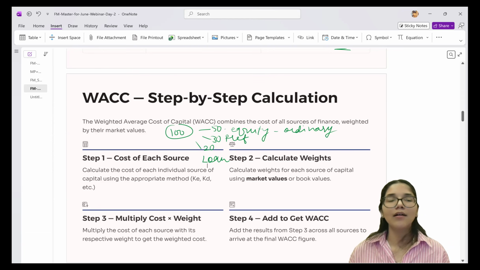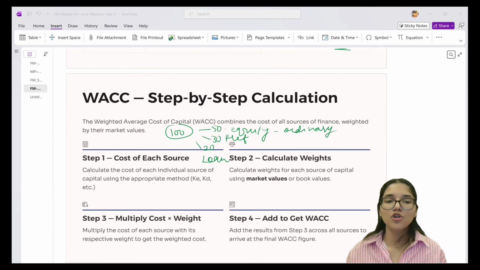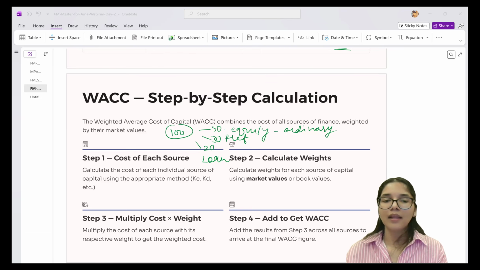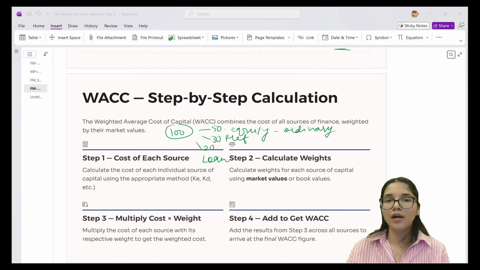There's another method to do it via the book value, but if you people are given the choice of going for the market value or the book value, which one do you think is more preferable? Which value is more preferable, market or book? Market value is always more preferable. And what's the reason behind that, guys? What's the reason that market values are preferable over your book values?